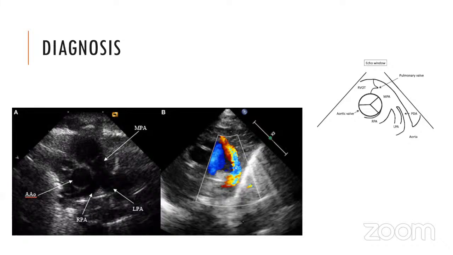Cardiac cath is another modality that may be needed, but not all the time. It's usually important if you need measurement of the pulmonary vascular resistance and to check for vasoreactivity, especially if you're trying to determine whether the PDA can be closed or not.